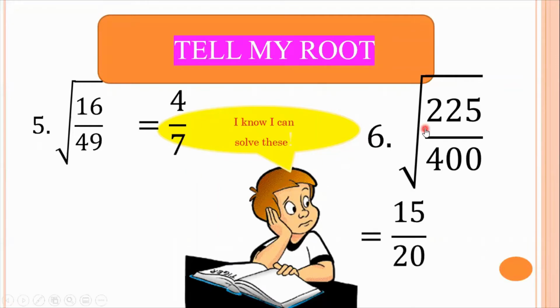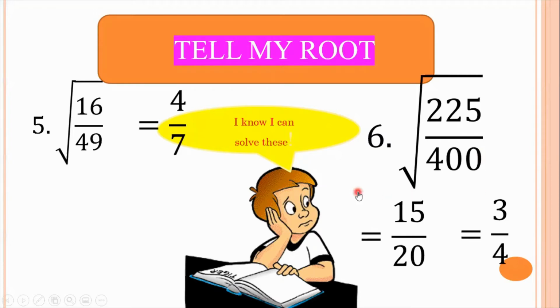Square root of 225 is 15 and square root of 400 is 20. But you see guys, 15 over 20 is not the final answer. We can reduce it into lowest term. We can divide that by 5. Yes. So 15 divided by 5 is 3 and 20 divided by 5 is 4. So our final answer is 3/4. The root of 225 over 400 is 3/4.